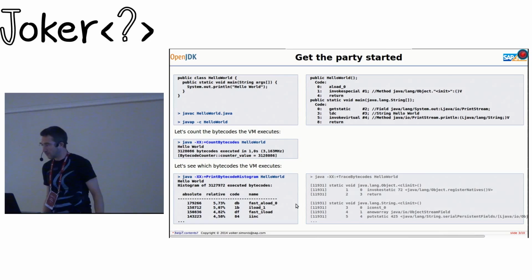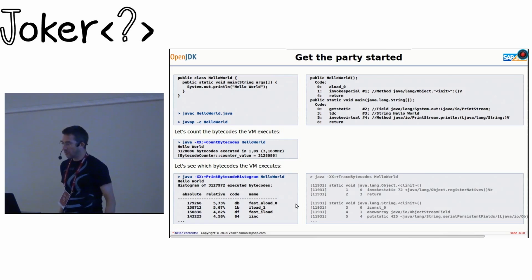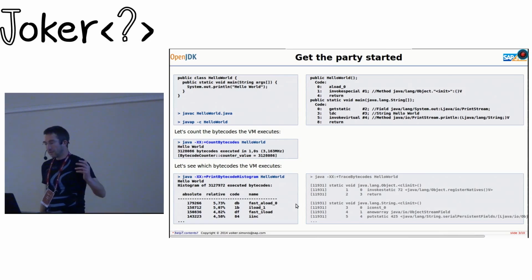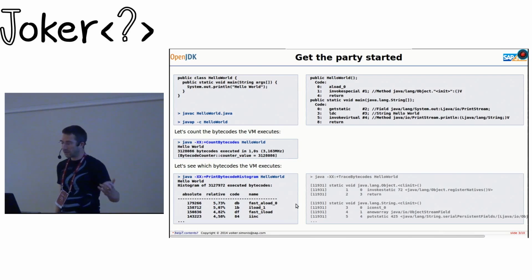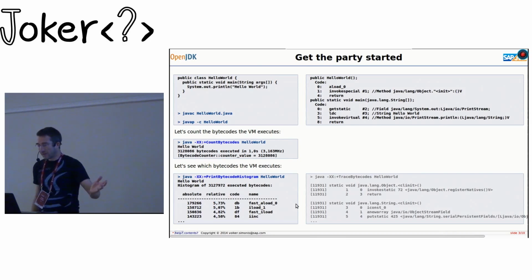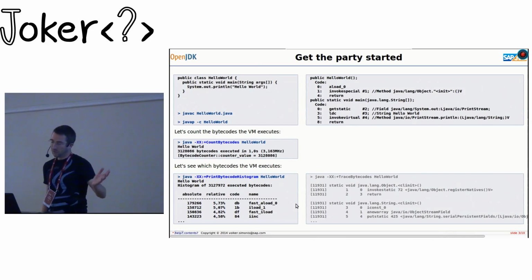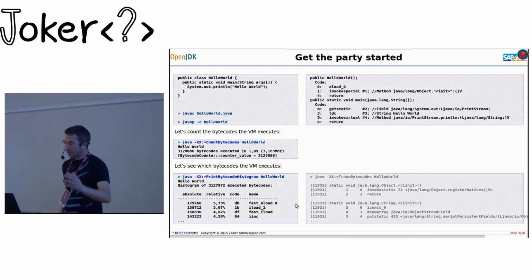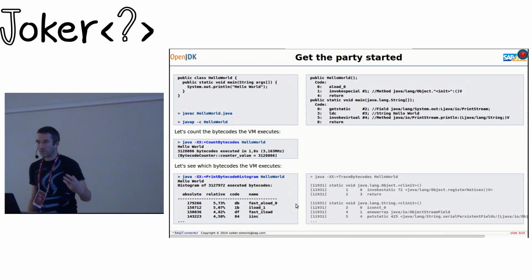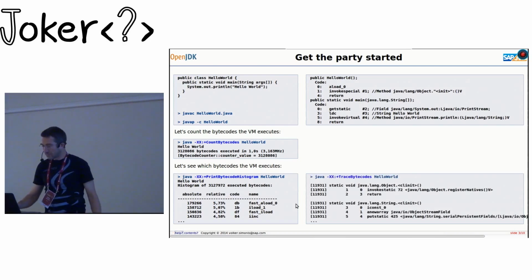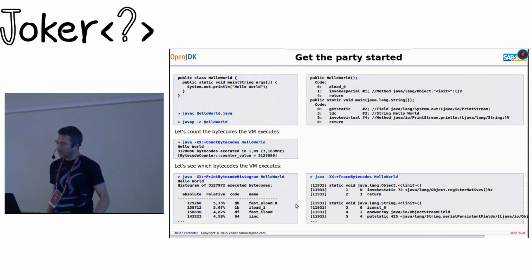So let's look at other interesting options. We have, for example, print bytecode histogram, so you can see which bytecodes are the most frequent, and how many percent each has. For example, fast iload or integer load 1 is one of the most frequent bytecodes. You can use this information if you write your own interpreter or compiler to know which bytecodes you want to optimize. And the last option I want to show on this slide is trace bytecodes, which is very interesting because it prints out every bytecode that gets executed.